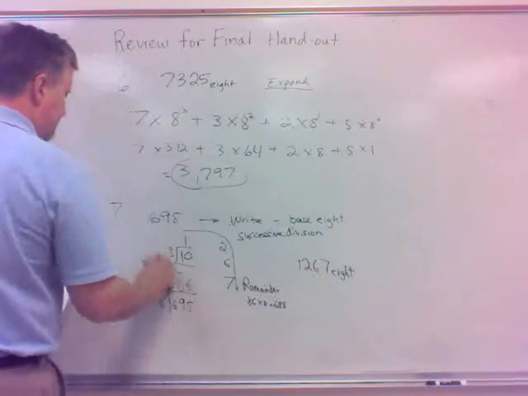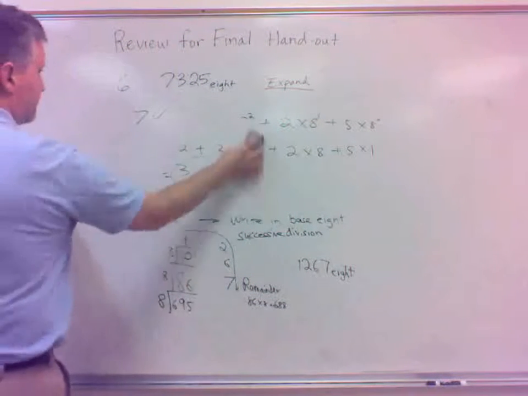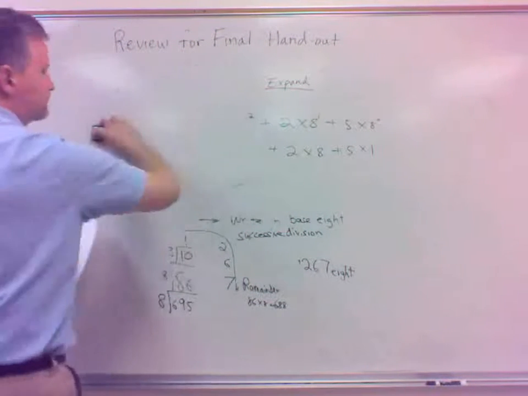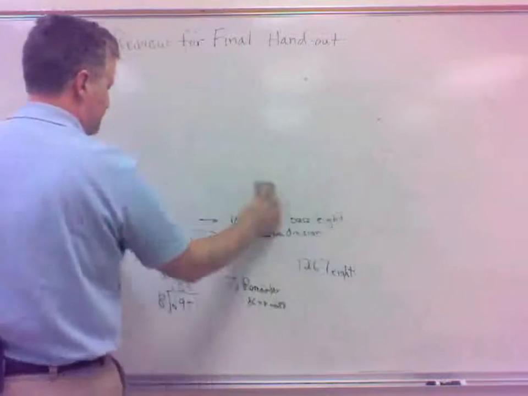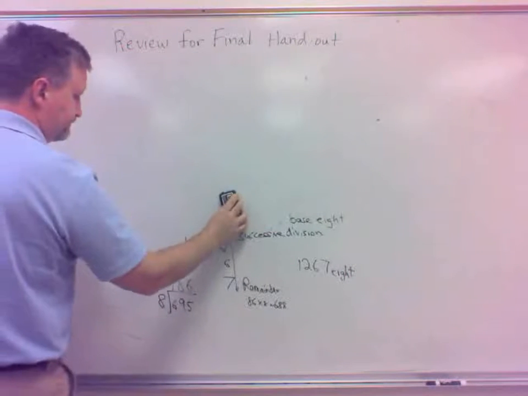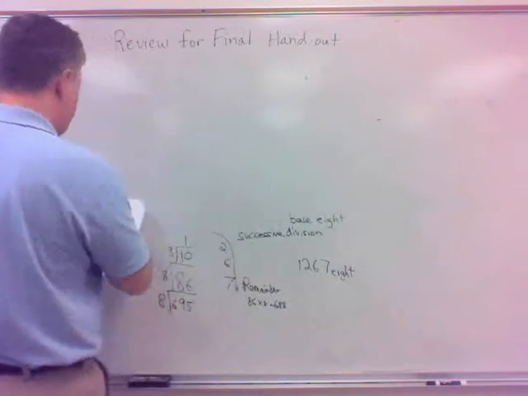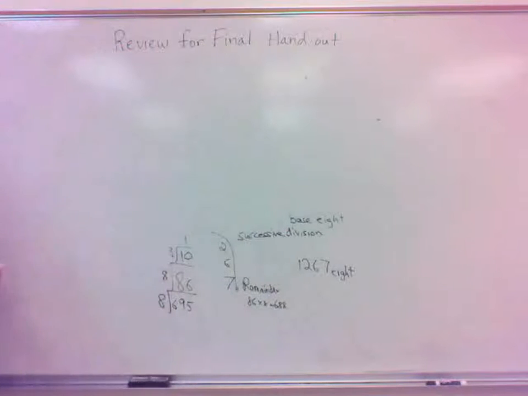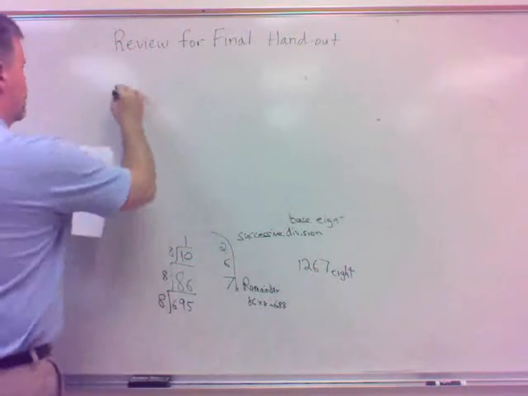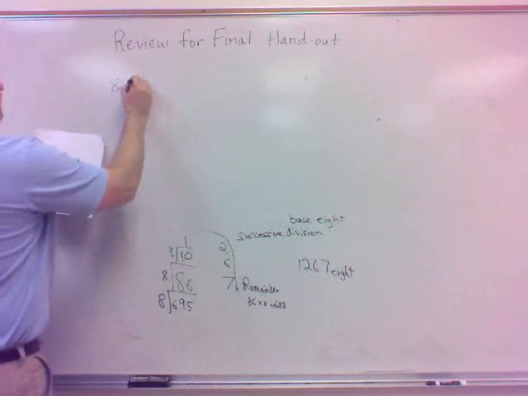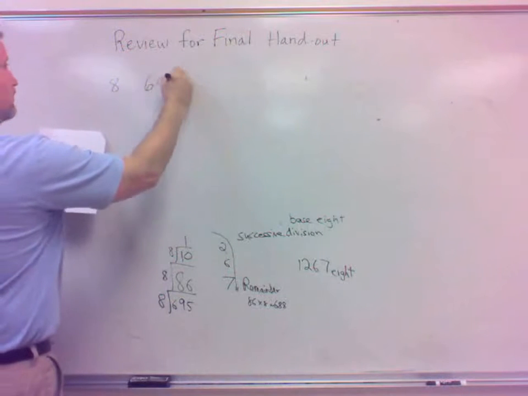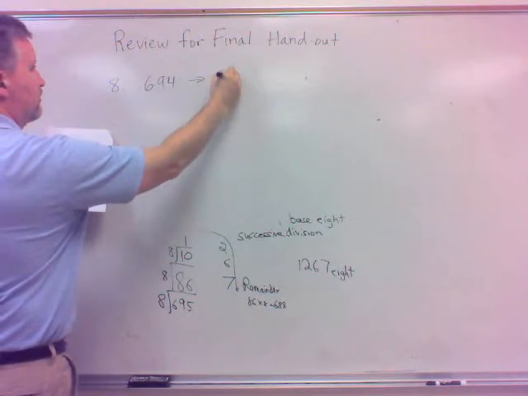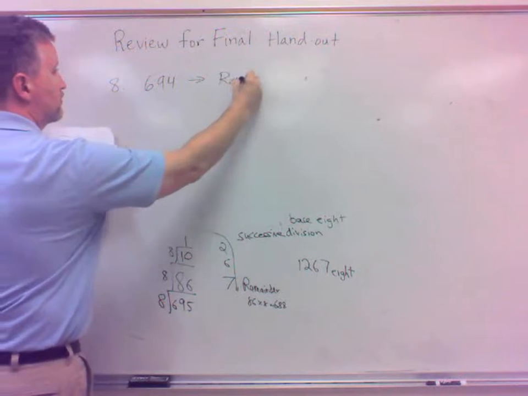All right. Then we also talked about, actually it was before this, we talked about Roman numerals, Babylonian numerals, Egyptian. Egyptian is probably the easiest, but let's do some Roman and Babylonian. 694. We're going to first write that in Roman numerals.